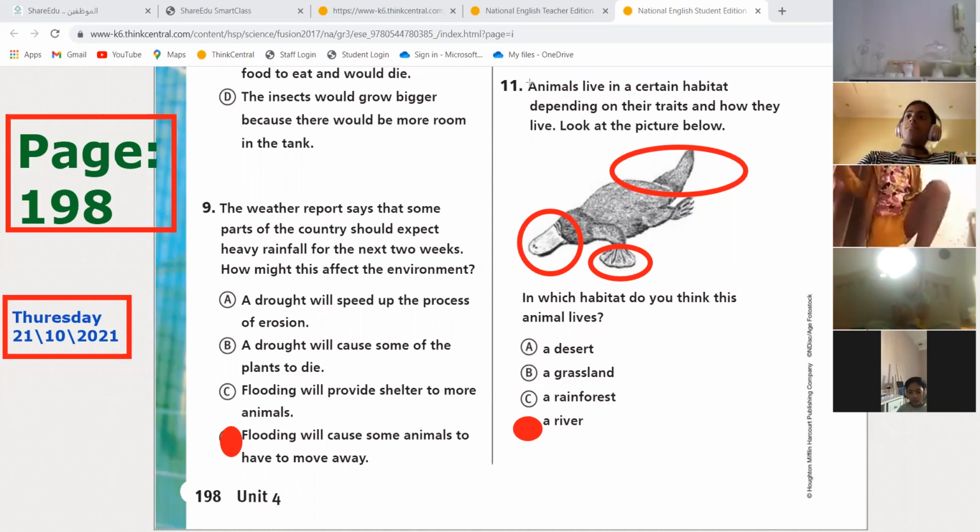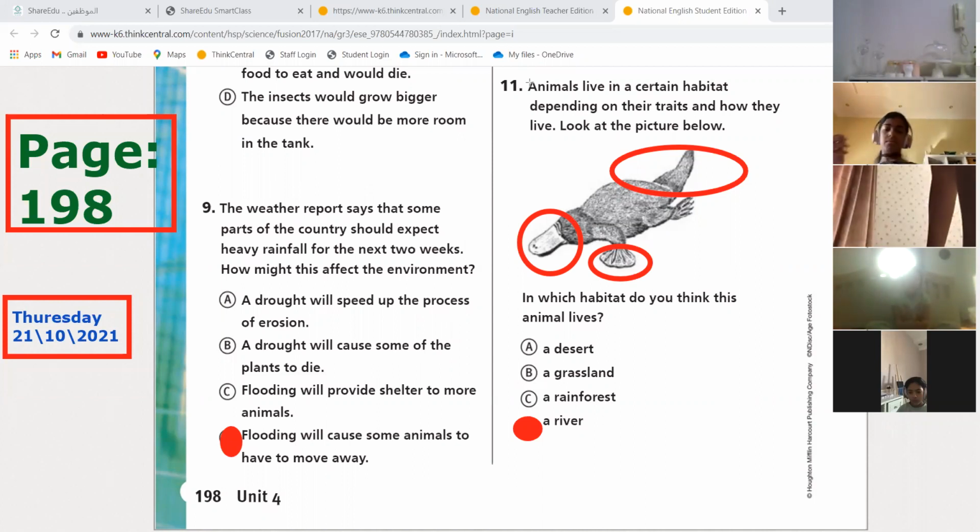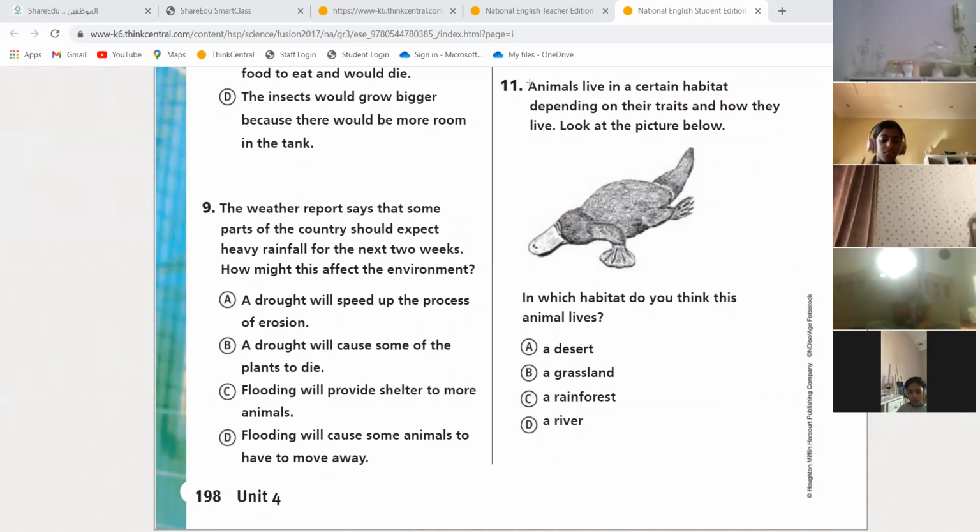Now can you answer? Miss, what is this animal? I'm not sure, but I can look for it and see what they call it.